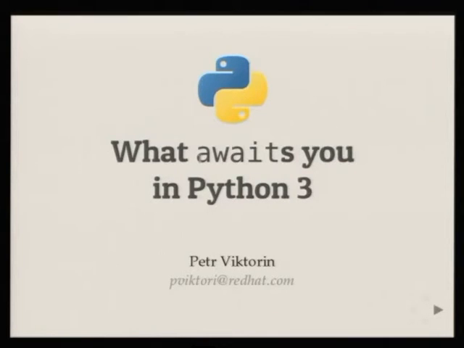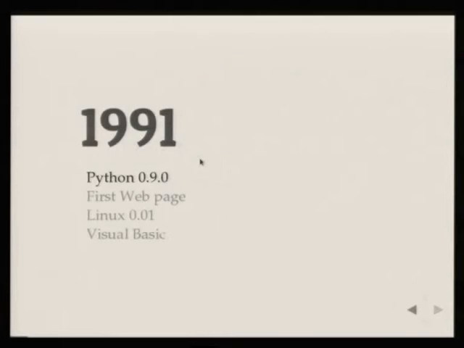Okay, so I guess you know what Python is. I guess you know that Python is a really nice little language to use. It's also a very old language. Actually, the first version of Python came at the same time as the first web page or the first version of Linux. And from there, it kind of evolved. It got some new features. When people were doing something in a very roundabout way, Python evolved and enabled them to do it in a better way.